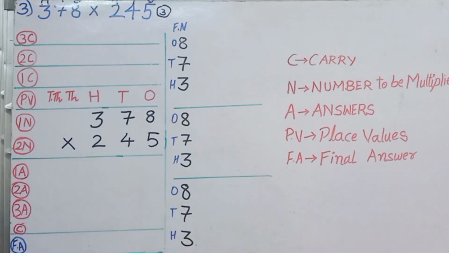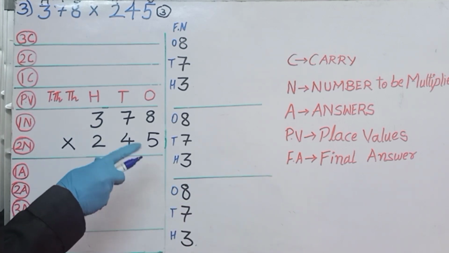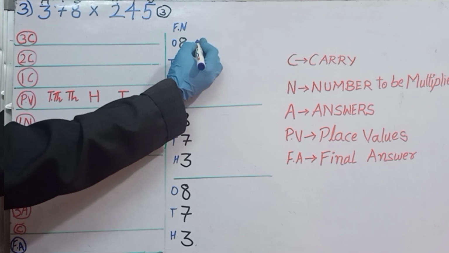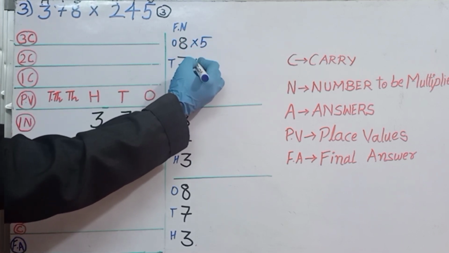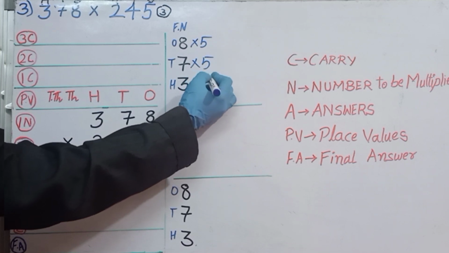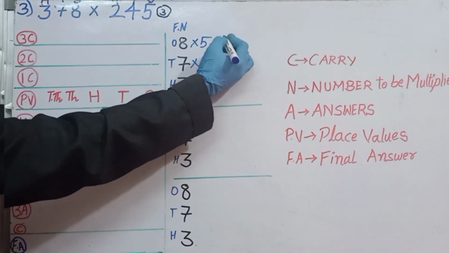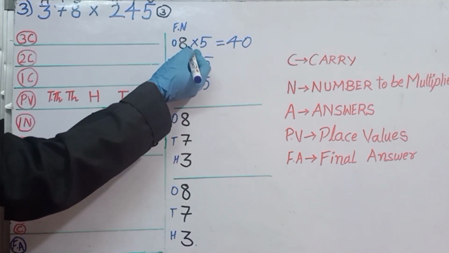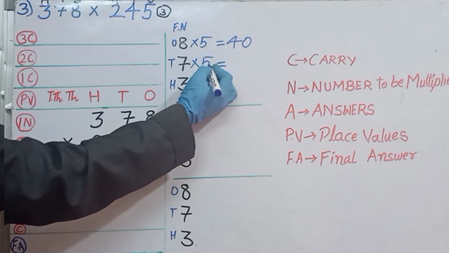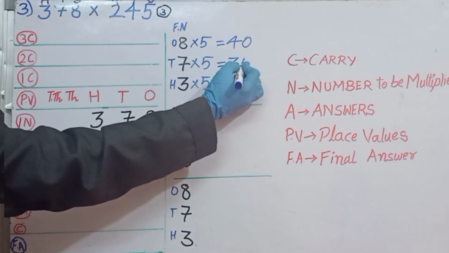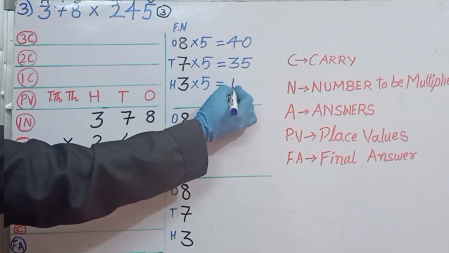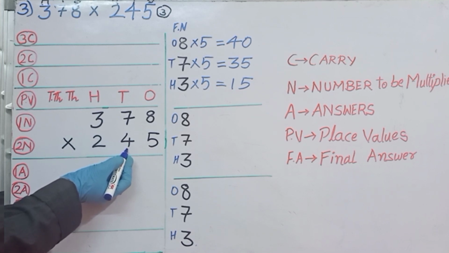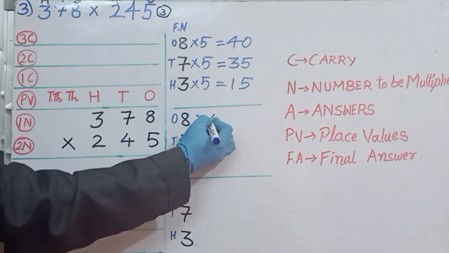Now we will start doing the sum. So how many multiplications are there? We have to multiply with 5, then with 4, then with 2. So first I will multiply with 5 in the first box. 8 5s are 40. If you don't remember the 8 table, then you can see it like this: 5 8s are 40. 5 7s are 35. 5 3s are 15. Now the first number is over. Now what is the second number? That is in the tens place. It is 4, so I'll write, multiply with 4.